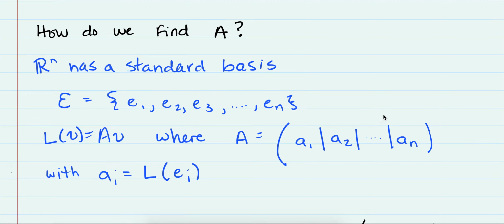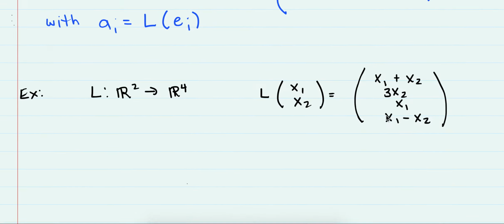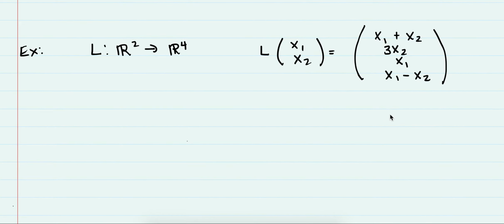Let's look at an example. Here I have the linear transformation that takes R2 to R4. What I'm going to do is take x1, x2 and send it to the first entry as I add these two together. The second entry is I multiply this one by 3. The third entry is I just write x1, and the fourth entry is x1 minus x2.